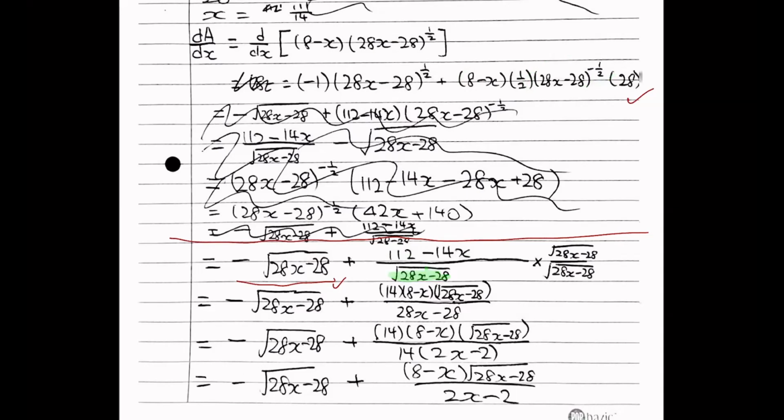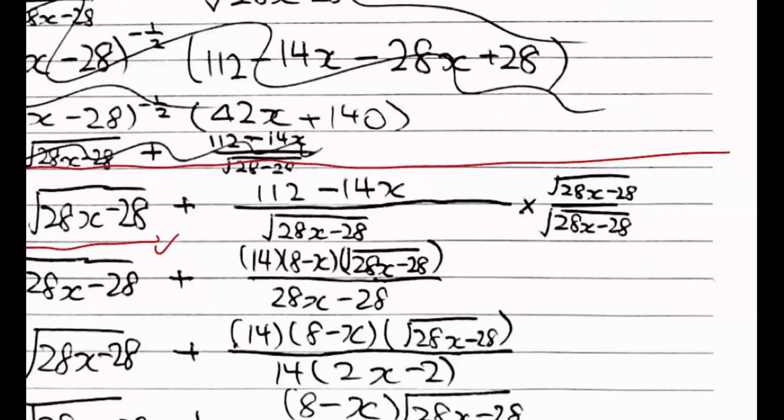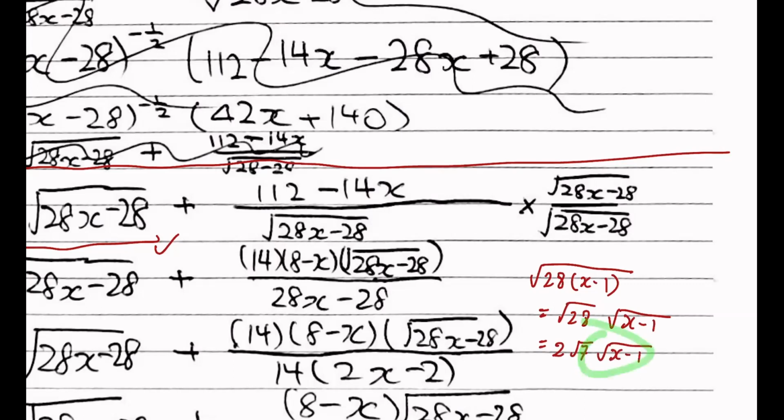This guy, power negative half, bring down, become power positive half over here. Then you rationalize, multiply top and bottom. Okay. Perhaps it would have been easier if you did a bit of simplification, like split it out as square root 28, square root x minus 1. I don't know, is it actually easier? This is 4 times 7, so square root 4, square root 7, which is 2 root 7. Is that useful? Maybe the numbers are a bit smaller. This one square root 7, no choice.